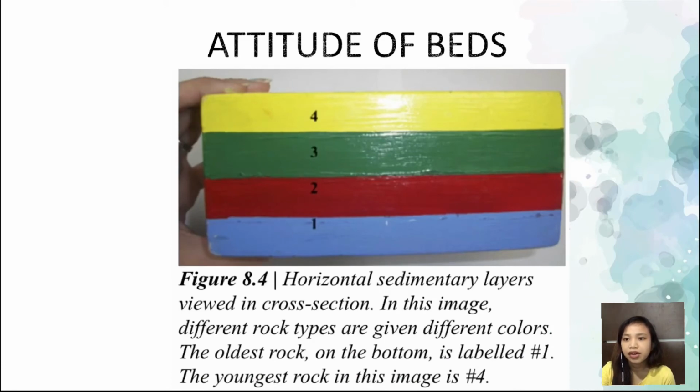Horizontal sedimentary layers viewed in cross-section. In this image, different rock types are given different colors. The oldest rock on the bottom is labeled number 1. The youngest rock in this image is number 4. So the wooden block in the figure, a cross-section view of sedimentary layers, provides an example of the principle of original horizontality and the law of superposition.